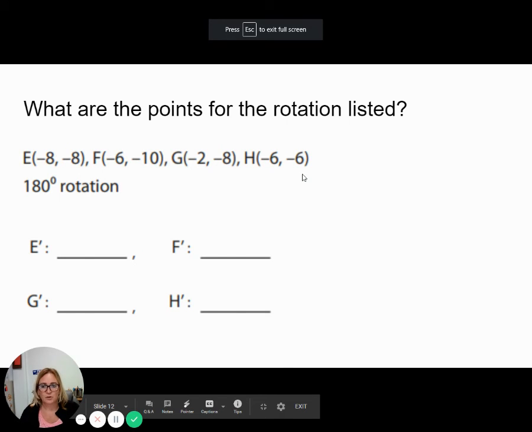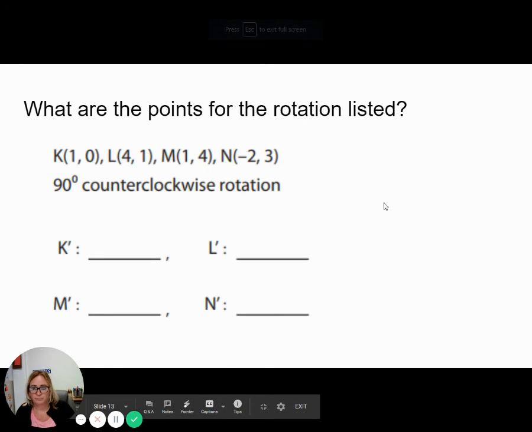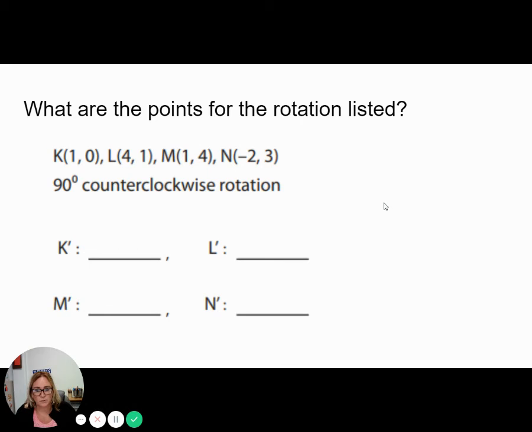I'm going to have you guys try this next one. What are the points for this rotation? You are going to use your formula sheet, the formulas. If you need to go back and look at the formulas, you are doing a 90-degree counterclockwise rotation and you are coming up with what your points are going to be. The first thing you need to figure out is what is your rule, and then you're going to apply your rule.